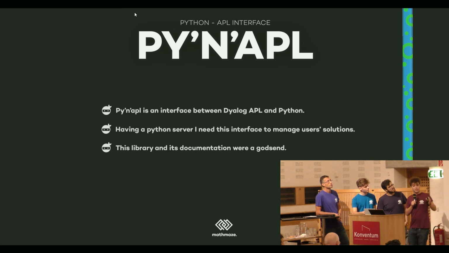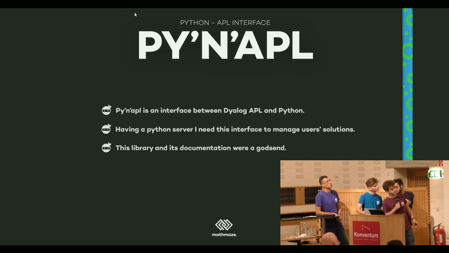So, having a Python web server, I required a way to handle APL solutions. Of course, for the Python interpreter, they would have been only meaningless strings. So that's why I had to use an interface between Dyalog and Python. And I used Dyalog's Py'n'APL one. And it is a godsend. Simple and intuitive. You just git clone, a bit of reading, and then you're ready to go.